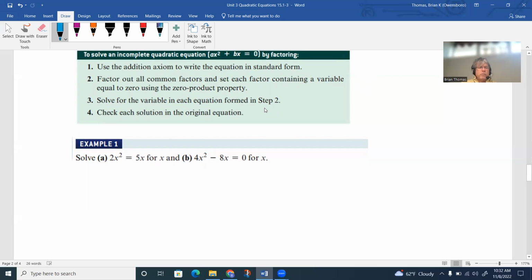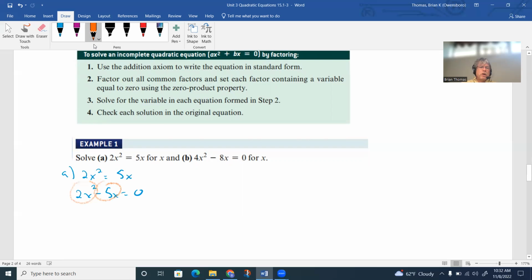If I look at this first example, I have 2x squared equals 5x. The first thing that has to be done, since this is not a pure quadratic, is to set the equation equal to 0. So we write this as 2x squared minus 5x is equal to 0. And now it's what's called an incomplete quadratic. For an incomplete quadratic, we're looking for the greatest common factor of the two terms. Again, we're talking about the 2x squared and the negative 5x.